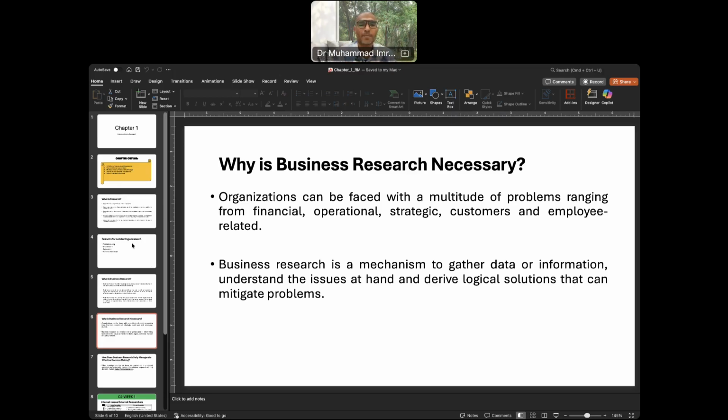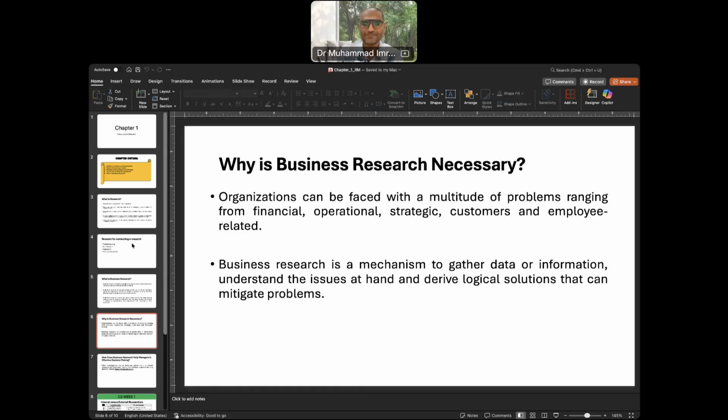Business research is a mechanism to gather data or information, understand the issues at hand, and drive logical solutions that can mitigate the problem. So some of the problems I discussed just now: financial problems, sales decreasing, or defects increasing; strategic, we are making wrong decisions, right? We are investing in wrong marketing, that's also a strategic decision. Customers, less satisfaction, employee less satisfaction. These are the problems. So we have to gather information about them for their solutions. That is called business research. That's what we need to solve these business related issues or problems.